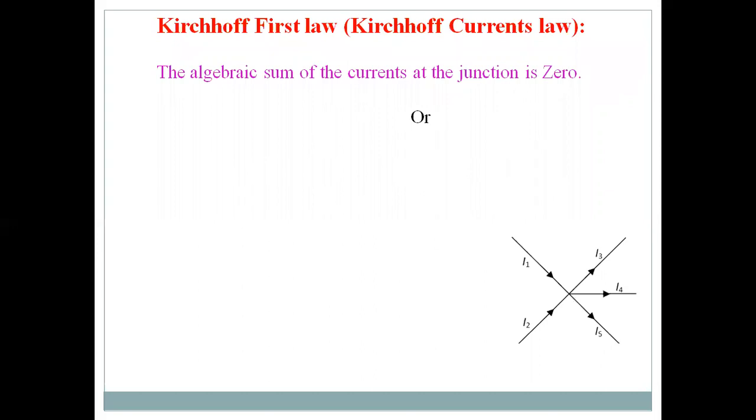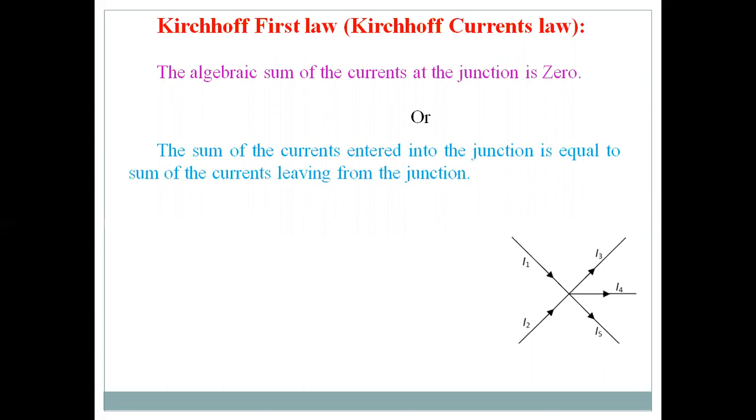What is Kirchhoff's first law? We know Kirchhoff's first law is also called Kirchhoff's current law. It states that the algebraic sum of the currents at the junction is zero. In another way, we may say that the sum of the currents entering the junction is equal to the sum of the currents leaving from the junction.